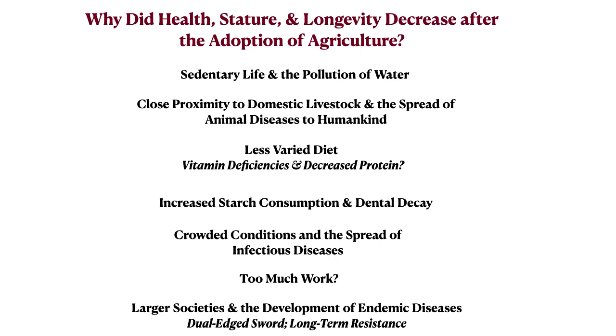One thing that agriculture involves is a lot more work than hunting and gathering did. And we could see in places, especially where there's high population density, wear on bones and stuff, that people were really working themselves very hard. And then the last thing here is larger societies and the development of endemic diseases. So these are diseases that never disappear. They circulate around a population. Smallpox would be a good example.